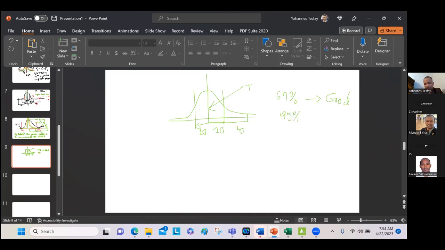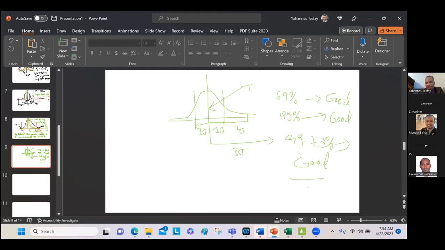95% of your parts are good. Good. You see? Just like that. If you can move to 3 sigma, like 3 sigma here, then 99.73% are good. You see? Good. Just like that. Good.